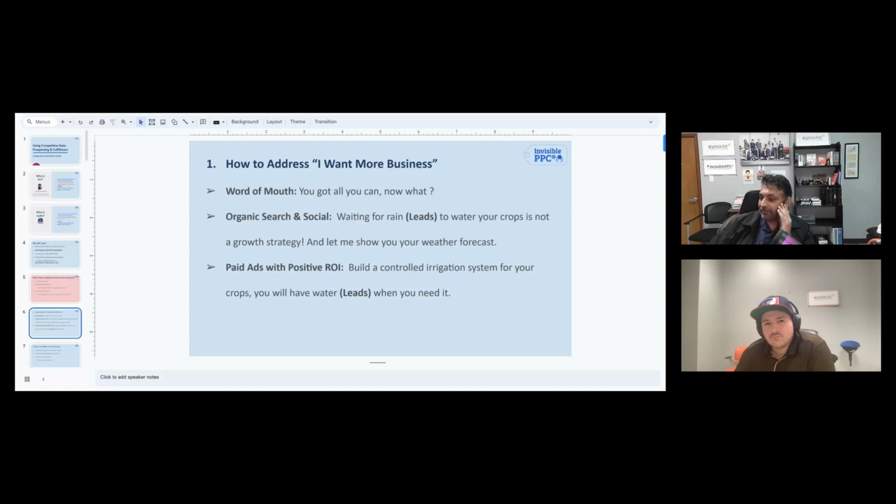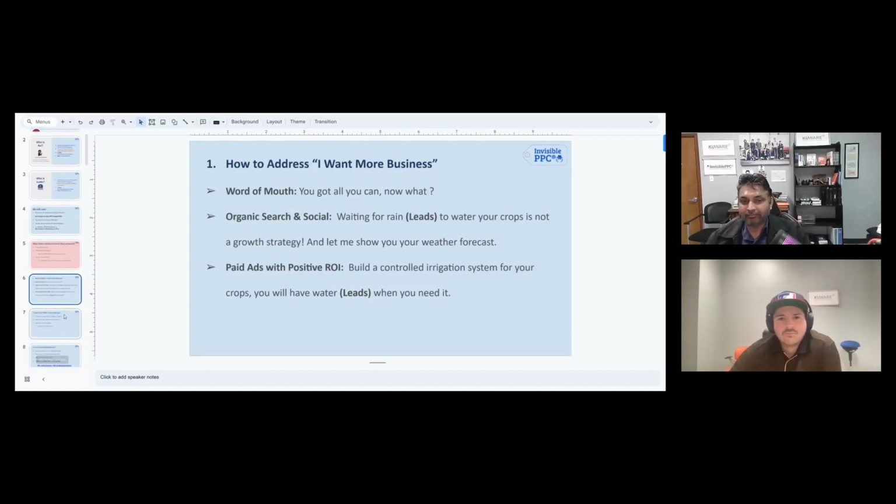And finally, with paid ads, you are building a controlled irrigation system. You can turn it on and off and you get leads. And if you can show them that, they'll help. So basically, pointing out again, they want more business. These are the two things where if you can show them something, hopefully you can win their business for running their marketing. That's what we're going after as a prospect.